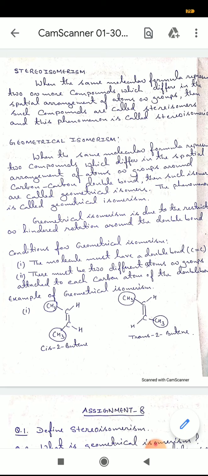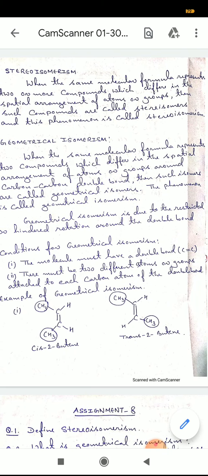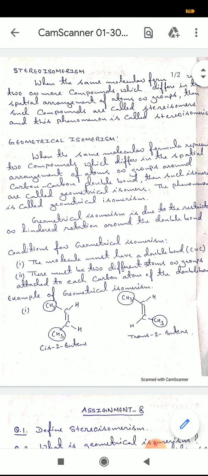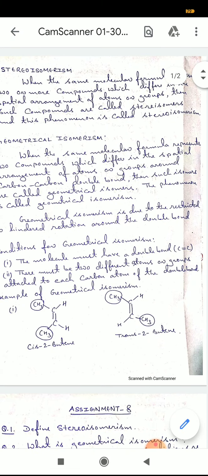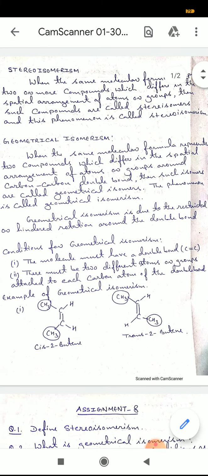The conditions that are necessary for geometrical isomerism are: number one, the molecule must have a double bond. That is the first criterion. And number two, there must be two different atoms or groups attached to each carbon atom of the double bond. So there must be two different atoms or groups attached to each carbon atom.